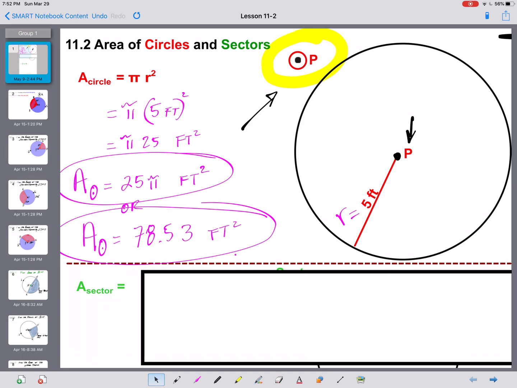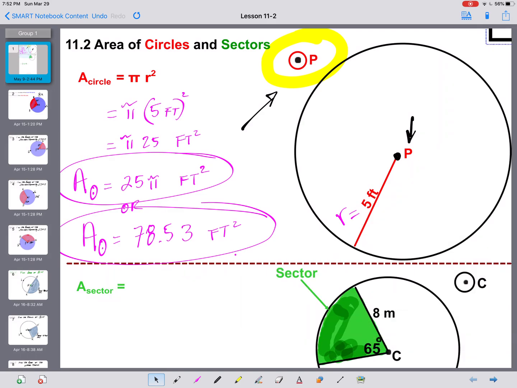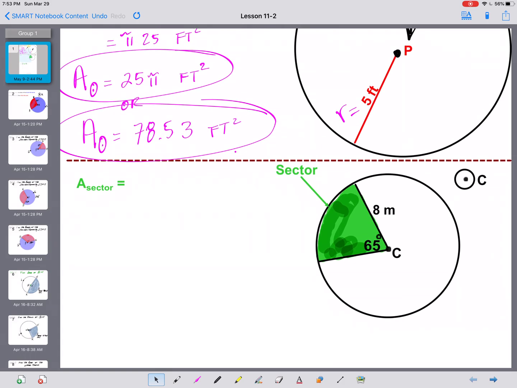Okay, the next one. Let's look at this shape here. This is a little different shape. Notice the green area here. We call it a sector. It is a part of the area of a whole circle. I like to call it the piece of the pie. A sector to me always looks like a piece of the pie. Or piece of pizza if you want to.